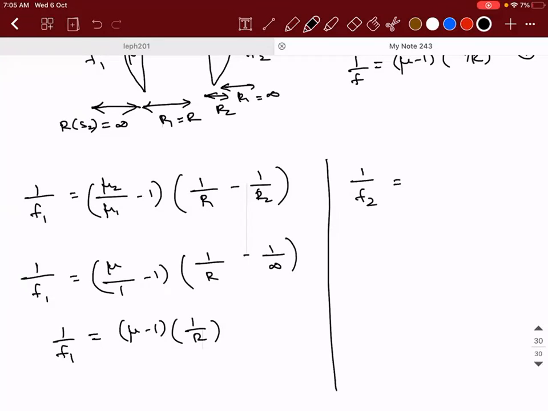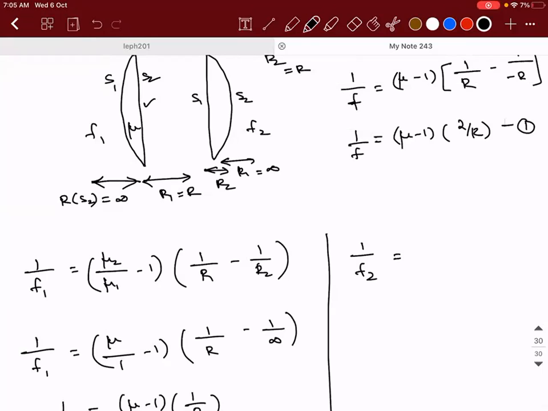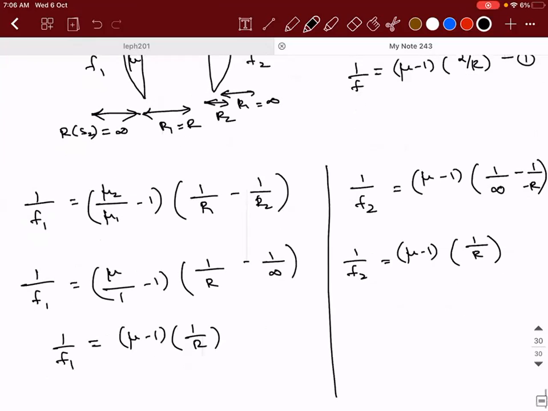Similarly, what will be the 1 by F2 value? You guys tell me. Everyone tell me. It will be the same thing, but 1 by infinity minus 1 by R. Correct. So it will be mu minus 1 into 1 divided by R1, which is how much? Infinity, minus 1 divided by R2. What is R2? Be careful and tell me what is R2. Minus R. 1 by F2 is equal to mu minus 1 into 1 divided by R. Okay. So what will you get?